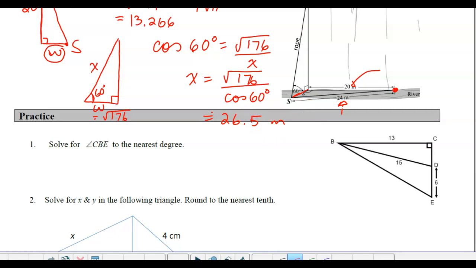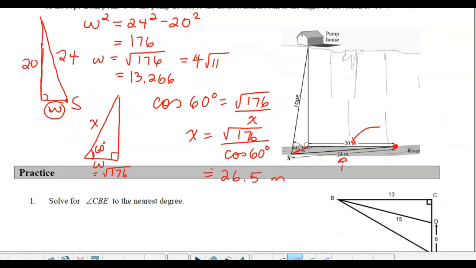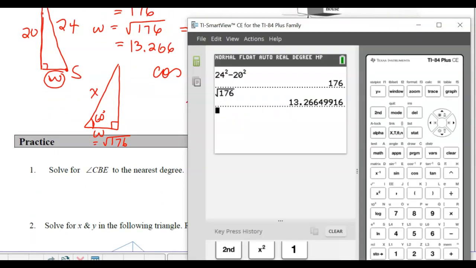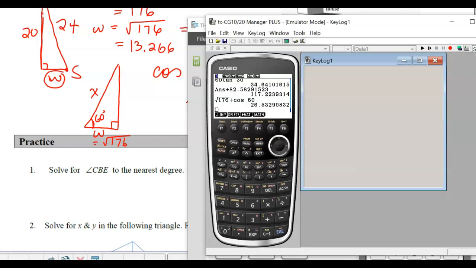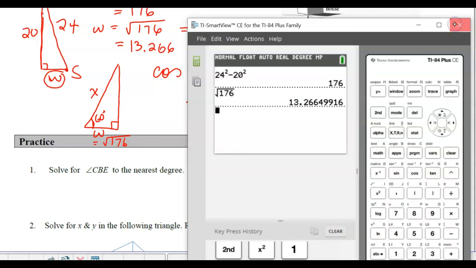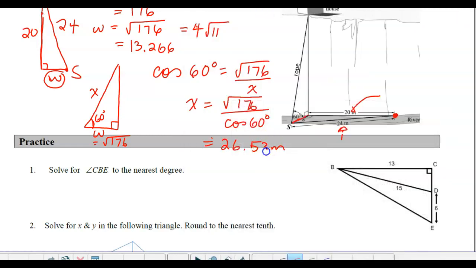Oh, does it say 100? Oh, it does. Sorry. I always forget. So, wrong calculator. 26.53. Okay.